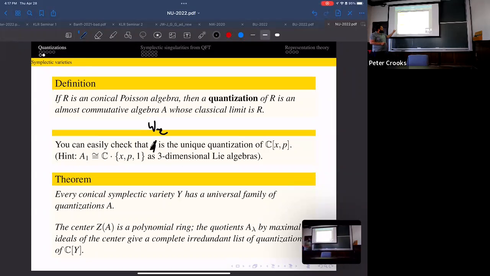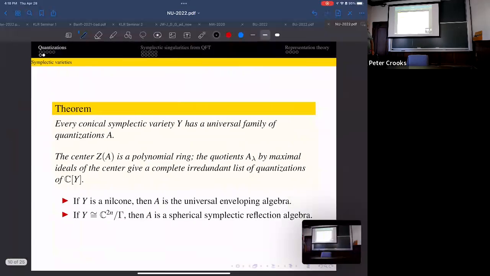So in general, the answer is that it isn't unique. There isn't only one quantization. There can be many. But there's a nice universal family. So there's a single non-commutative algebra whose center is a polynomial ring, and the quotients by the different maximal ideals of the center give you all the quantizations. And this is a theorem about conical symplectic varieties. For any one of those, there's a unique family. So for example, if I put in a nilcone, the unique family I will get out is the universal enveloping algebra of that Lie algebra.